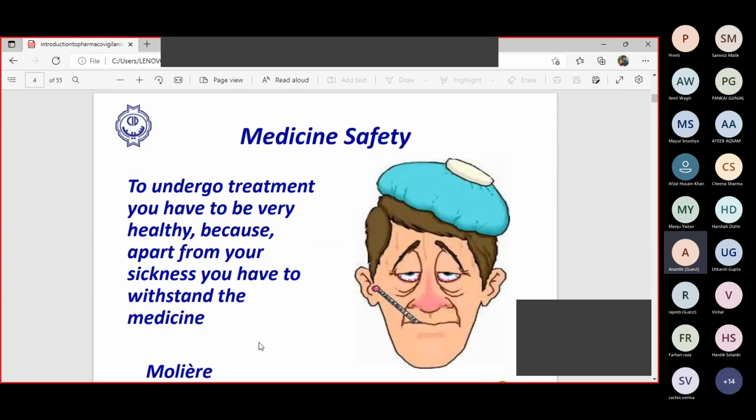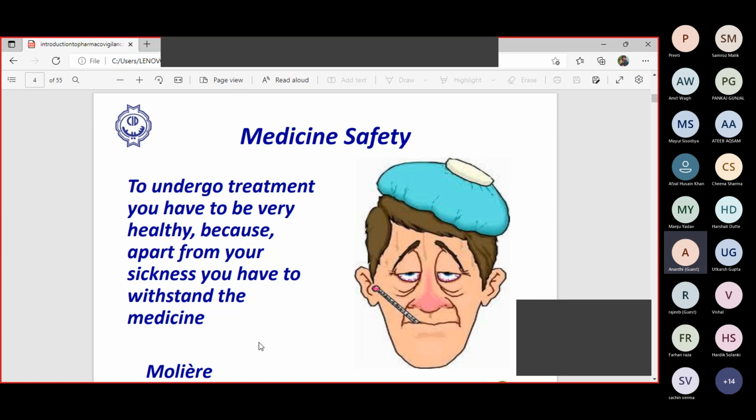So, medicine safety. To undergo a treatment, you have to be very healthy, because apart from your sickness, you have to withstand the medicine's effect. What is the meaning? The allopathy drug is going to give a faster cure, but it also has harm, the toxic effect. That is why they have given it like this. None of the allopathy drugs is 100% safe.